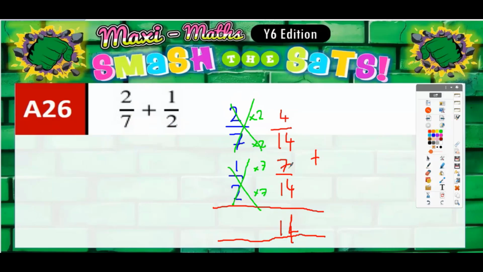Well, 4 apples and 7 apples makes 11 apples. 4 bananas and 7 bananas makes 11 bananas. So 4/14 and 7/14, when we're dealing in 14ths, is going to make 11/14. And that is going to be our final answer. Common denominator was 14, and it was going to be 11/14.